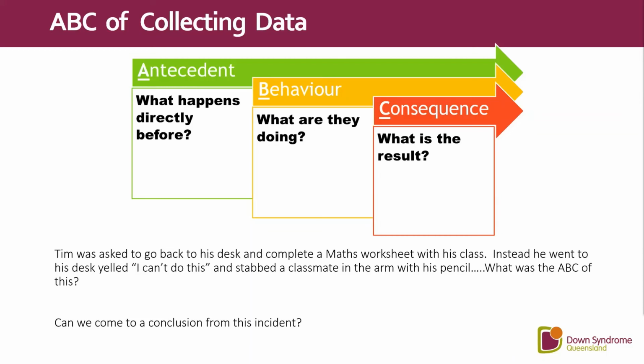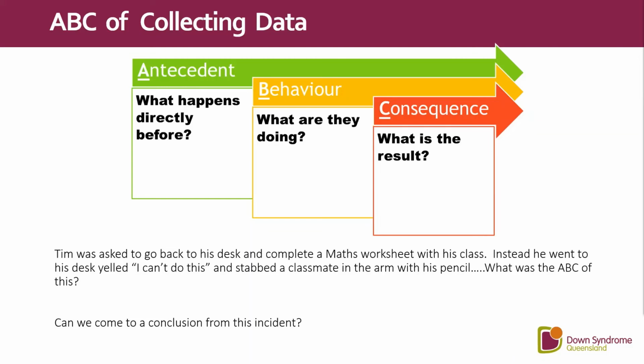So in this example, there are a number of things. He's not enjoying maths. He's not understanding the instructions. He wants to sit somewhere else. He was bumped on the way to his table. We don't know. Stabbing someone with a pencil, and as a consequence, he's then sent to the office.